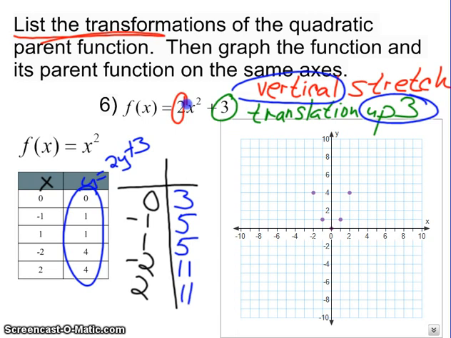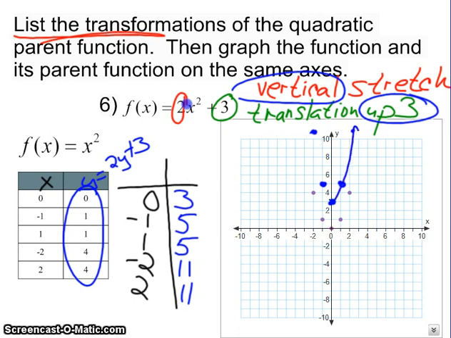Let's plot those points. Okay, so my vertex in the parent graph is at the origin. But my vertex in my transformation shifted up 3. It's a translation up 3. All right, I've got the point negative 1, 5. And its reflection across the axis of symmetry is positive 1, 5. I've got the point negative 2, 11. So off the graph a little bit. And the reflection across the axis of symmetry is positive 2, 11.